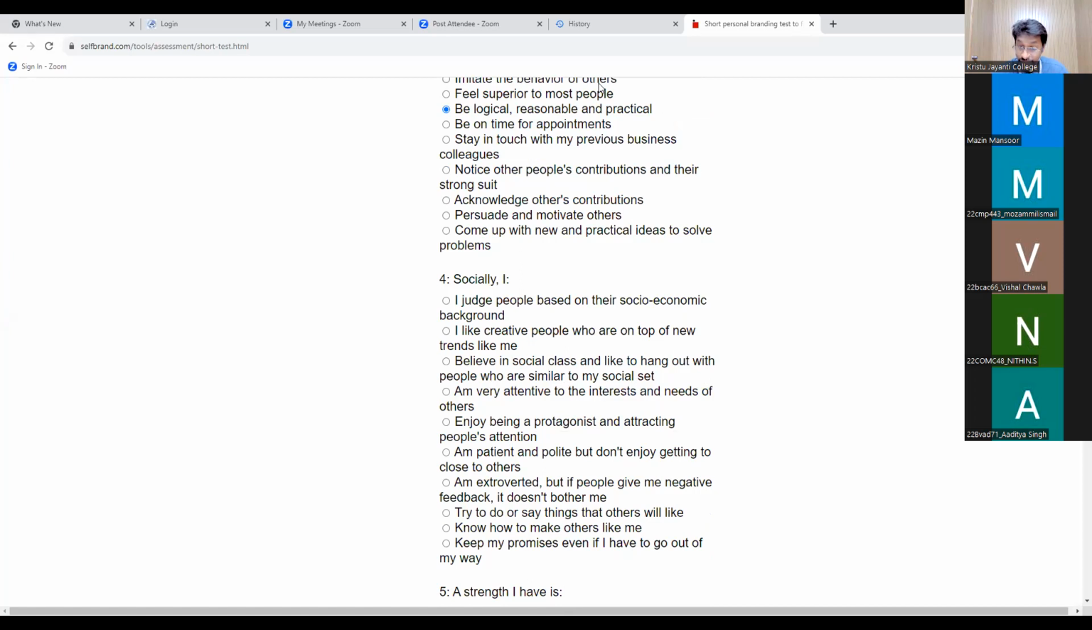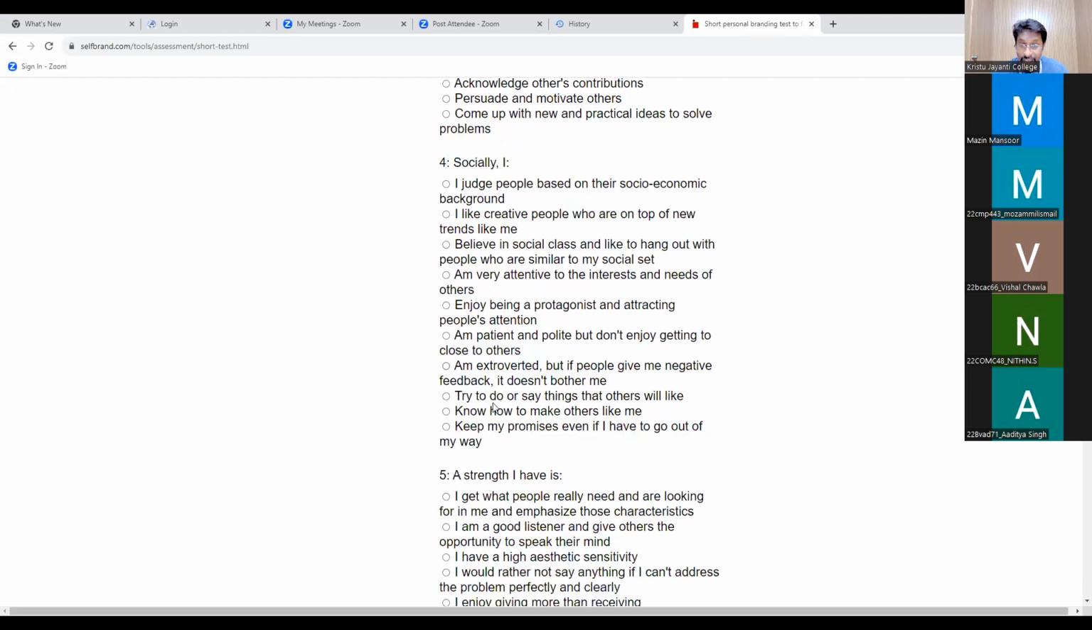I'm very attentive to the interests and needs of others. Enjoy being a protagonist and attracting people's attention. I'm patient and polite, but don't enjoy getting too close to others. I'm an extrovert, but if people give me negative feedback, it doesn't bother me. Try to do or say things that others will like about me. Know how to make others like you. Keep my promises, even if I have to go out of my way. So these are the choices. Socially, how do you behave?